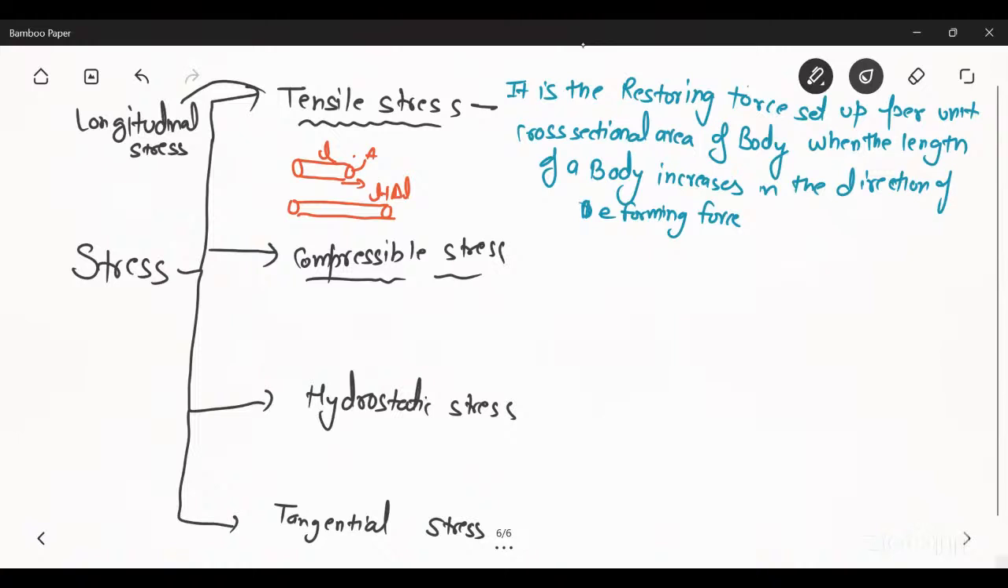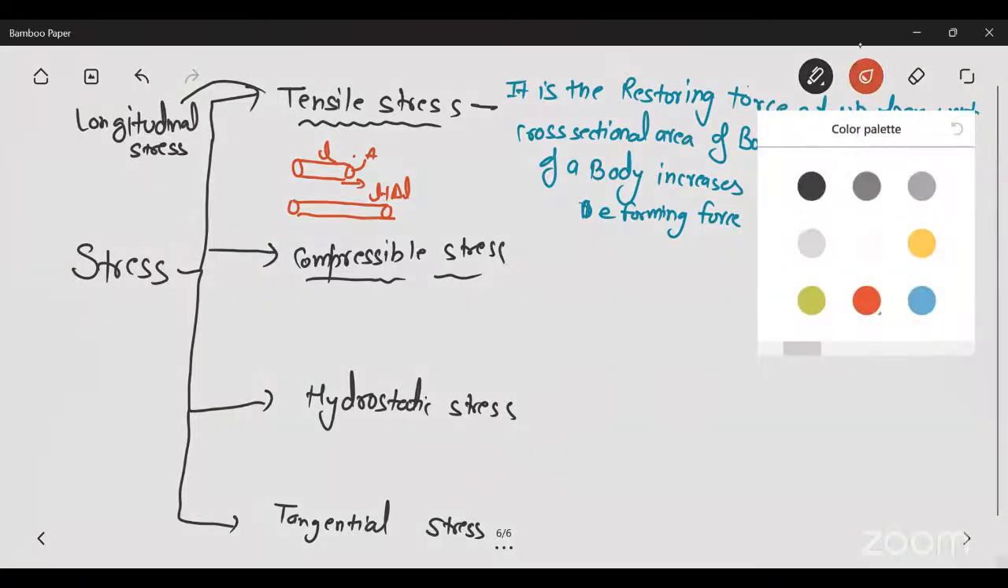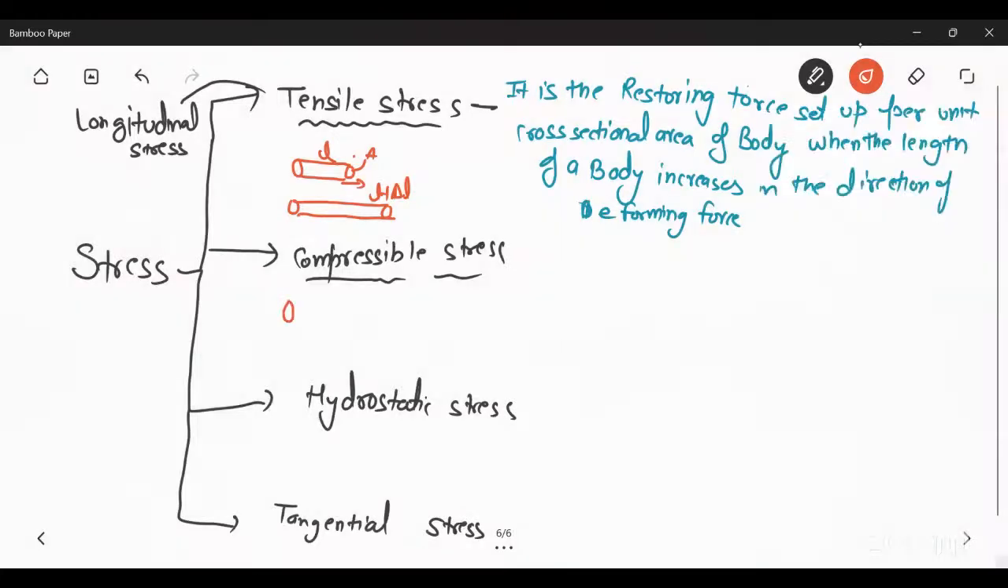So compressible stress means, suppose this is a rod of length L. If we apply a force on its unit cross-sectional area, what will happen? Its length will decrease. If I compress the rod, its length will decrease by delta L. So this is its new length, and this is its original length. When we apply a force on unit area or compress a body, the length of the body decreases in the direction of the deforming force. This is known as the compressible stress.